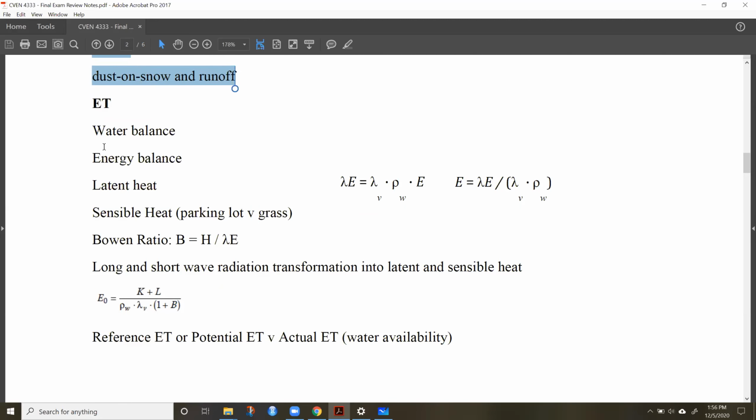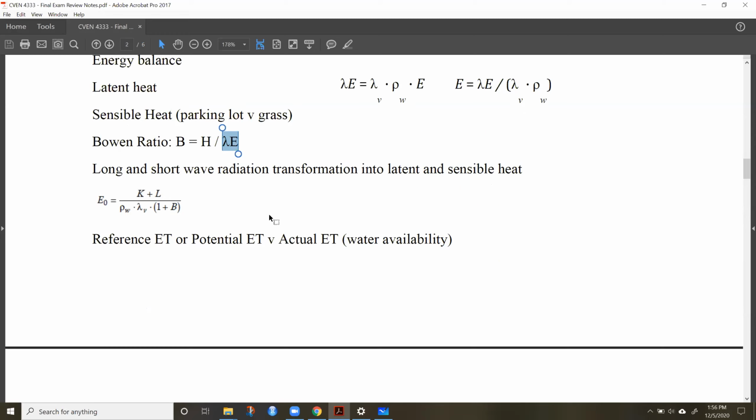We also covered evapotranspiration, the Bowen ratio, which is the ratio of sensible heat to latent heat flux. Be familiar with those terms, and how to use this equation to calculate an evaporation rate.